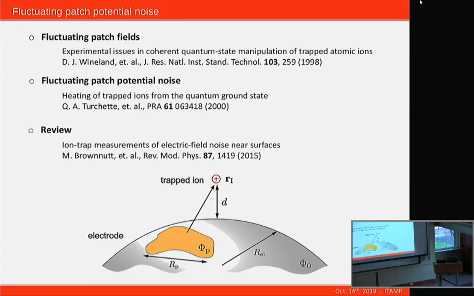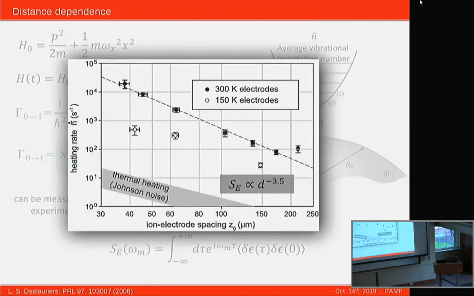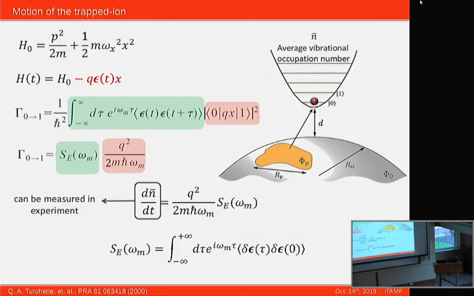The surface can be polycrystalline, it can have adsorbates on it, all sorts of disorder, dislocations, and so on and so forth. So the formulation is that you have this ion, basically a particle in a harmonic oscillator. The only difference is that now your particle is charged. So your Hamiltonian is modified this way, and that just gives you the modification of the transition rate between these states. Now, this is what we measure in the experiment: the time evolution of the average vibrational occupation number.